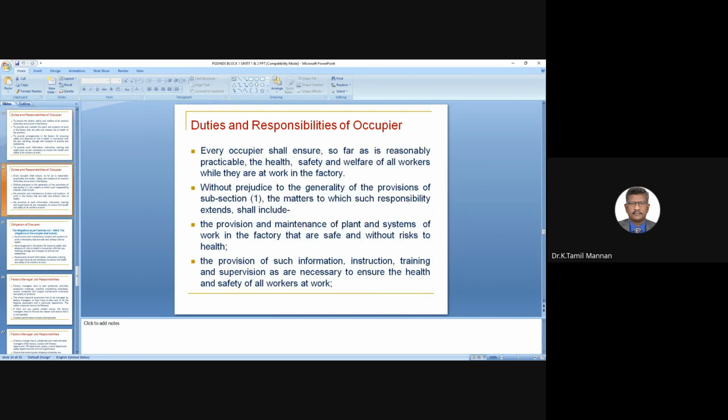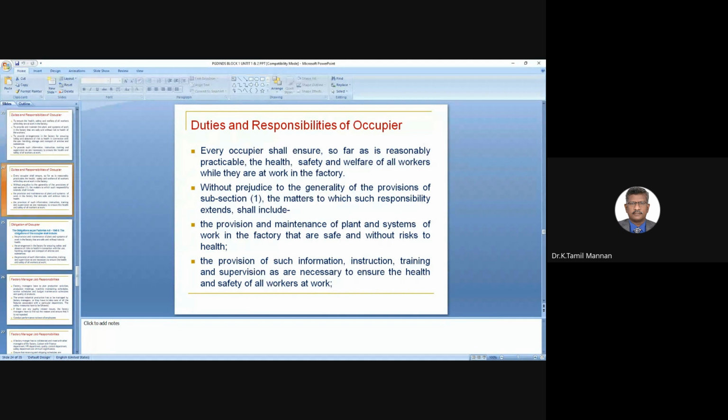Also, the occupier must ensure, so far as is reasonably practicable, the health, safety, and welfare of all workers who work in the factory. Without prejudice to the generality of the provisions of subsection 1, the matters to which such responsibility extends shall include the provision and maintenance of plant and systems of work in the factory that are safe and without risks to health.